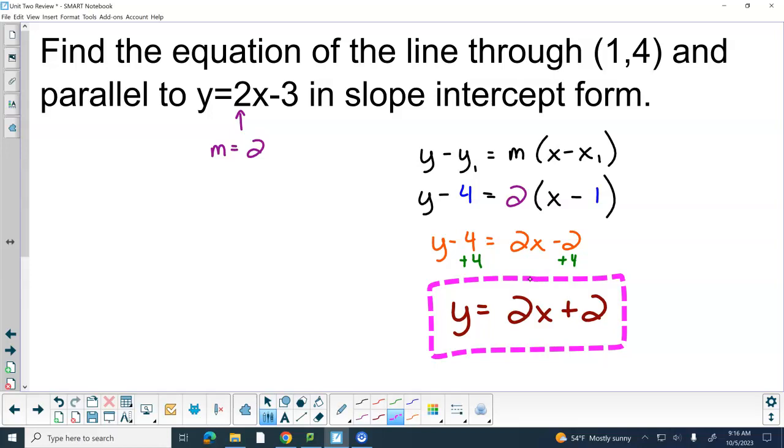Did you do y equals mx plus b to find b? Yeah. Okay, so that's fine. So you would say 4 equals 2 times 1 plus b. Right? Yeah. Okay. And so then you get 4 equals 2 plus b, so you get 2 equals b, and then you go right there. Same thing. Okay. Yep. Same thing.